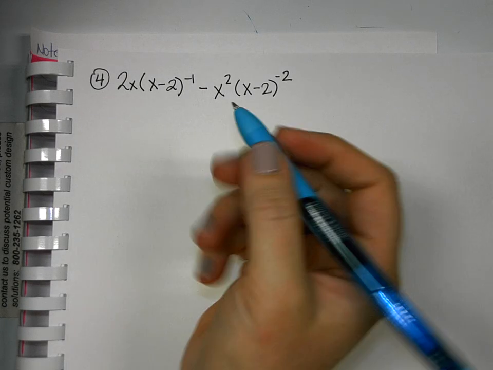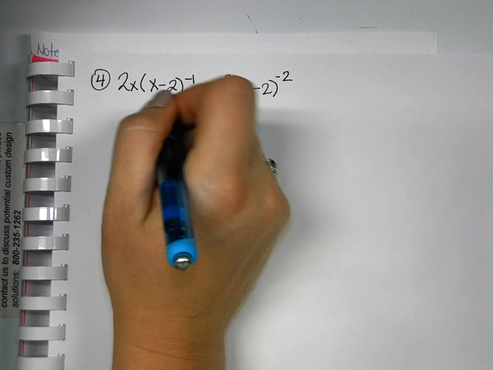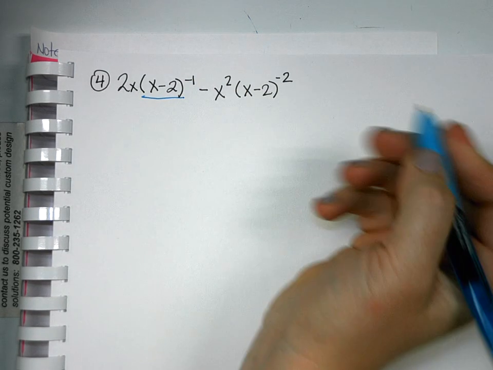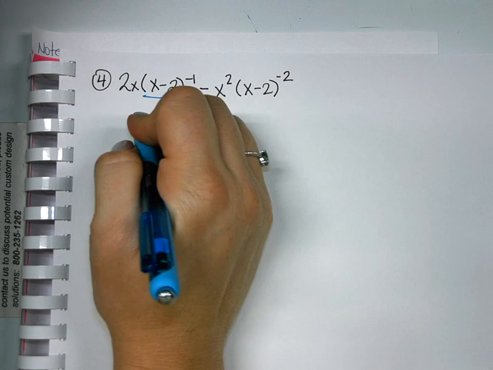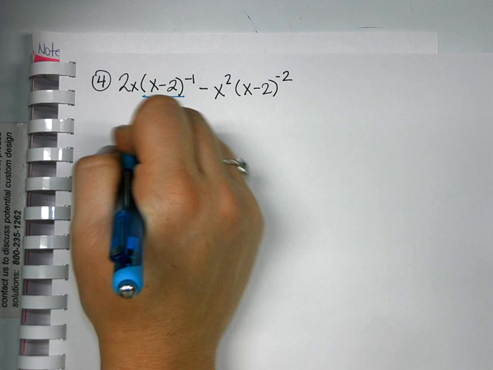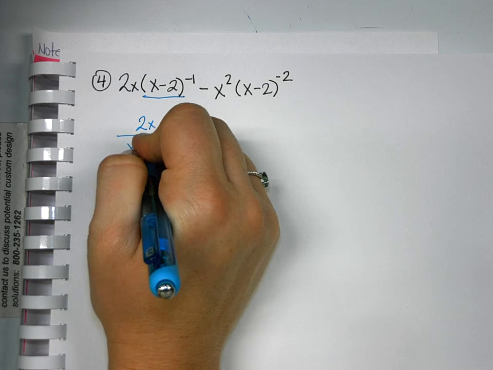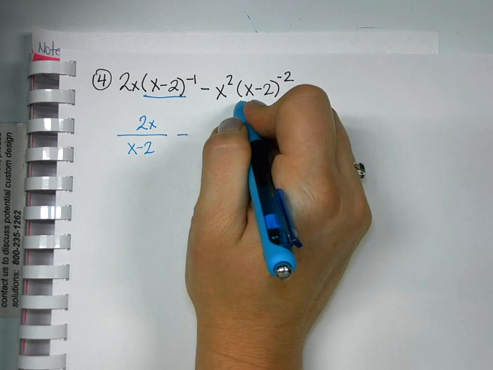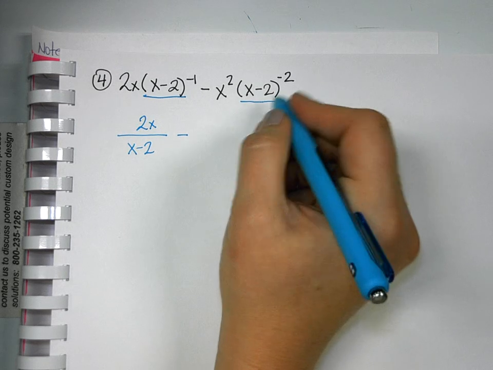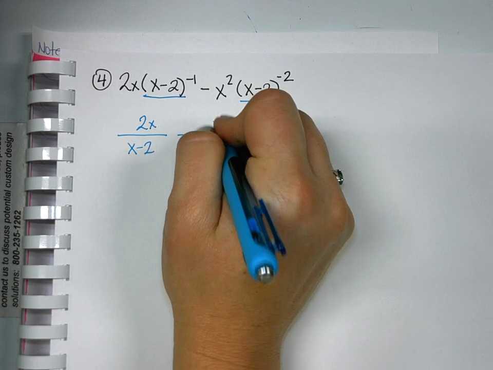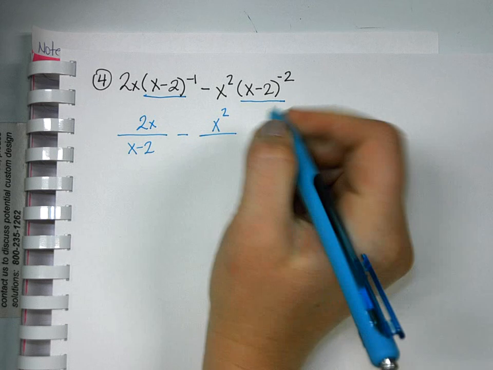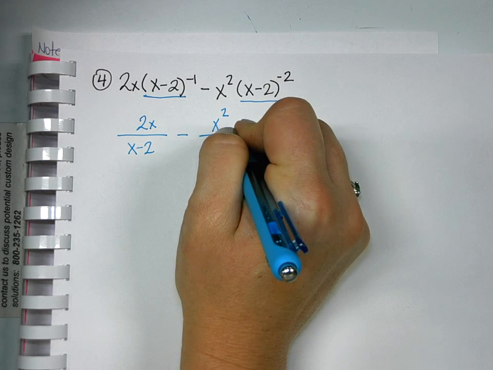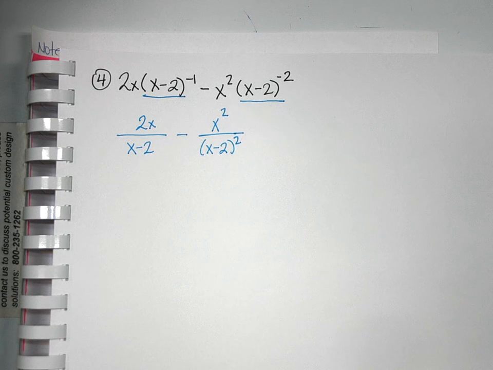I'm going to start by moving my negative exponents. So only the x minus 2 has the negative 1 on this first term. So the 2x stays on top, and x minus 2 will move to the bottom. Same thing over here. Only the x minus 2 has the negative exponent. So x squared will stay on top, and x minus 2 squared moves to the bottom.